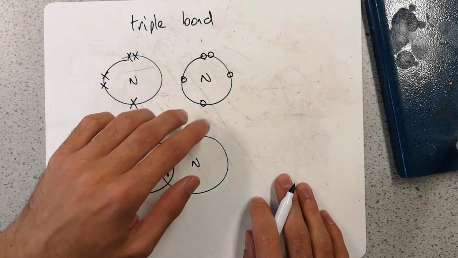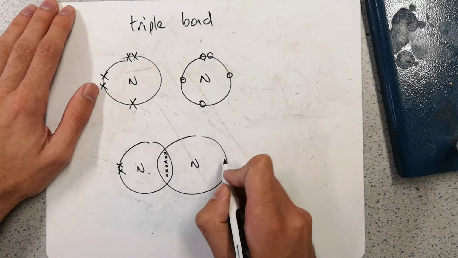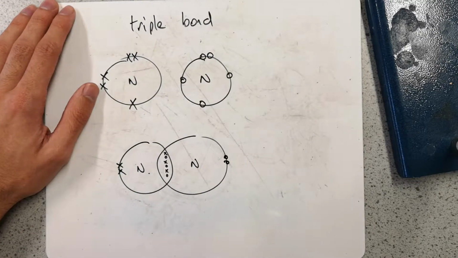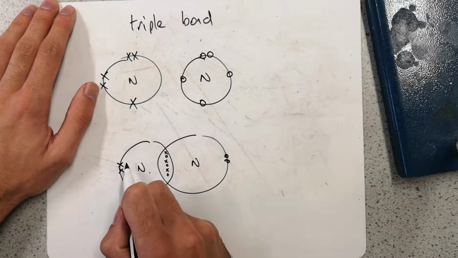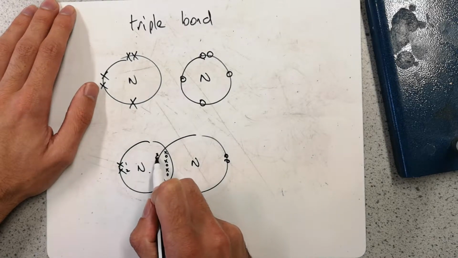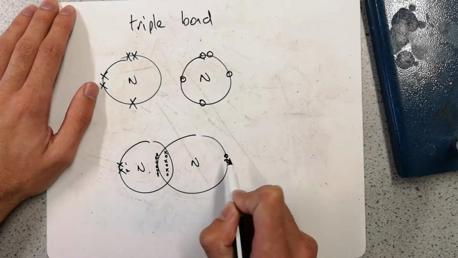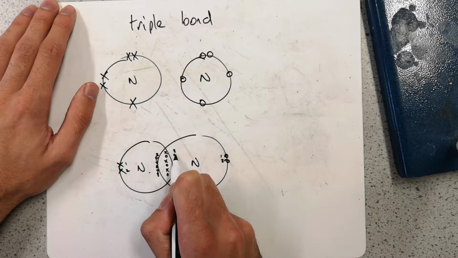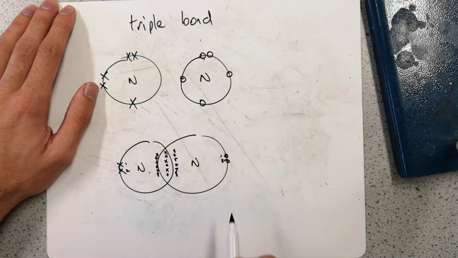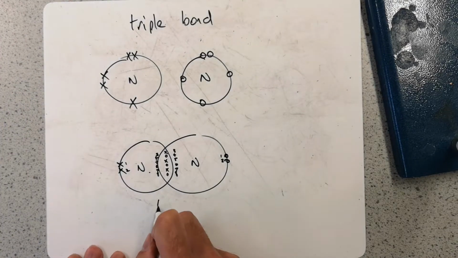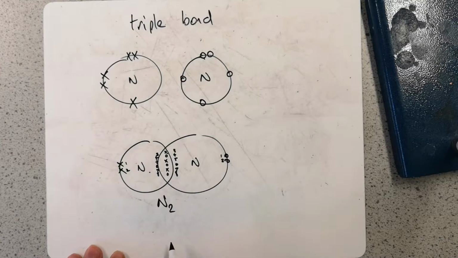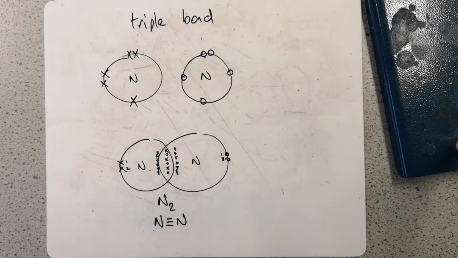We've got 2 there. And this has put 3 in, so it's only got 2 left. So they can go there. And that gives me this nitrogen then with 1, 2, 3, 4, 5, 6, 7, 8. And this one with 1, 2, 3, 4, 5, 6, 7, 8. So they're both now stable. This is nitrogen, about 79–80% of the atmosphere that you breathe in. And it's N triple bonded to N.